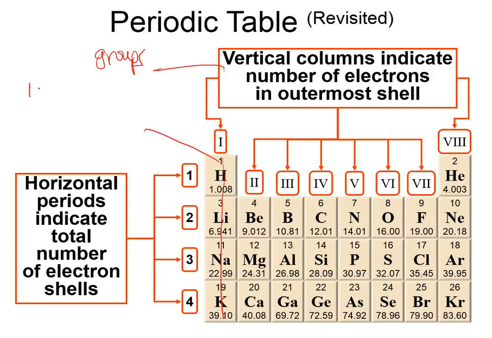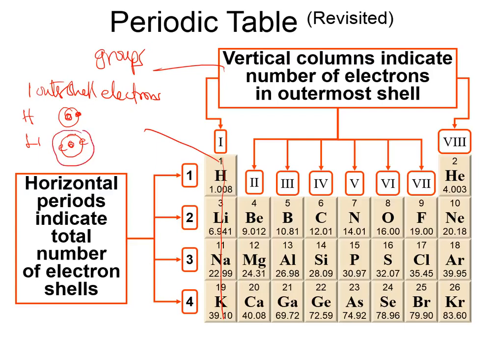So 1 outer shell electron. What does it mean? Hydrogen. Hydrogen has a nucleus and a single electron. Lithium. This is the outer shell electron. Lithium has a nucleus, 2 electrons inside, and a single electron outside.